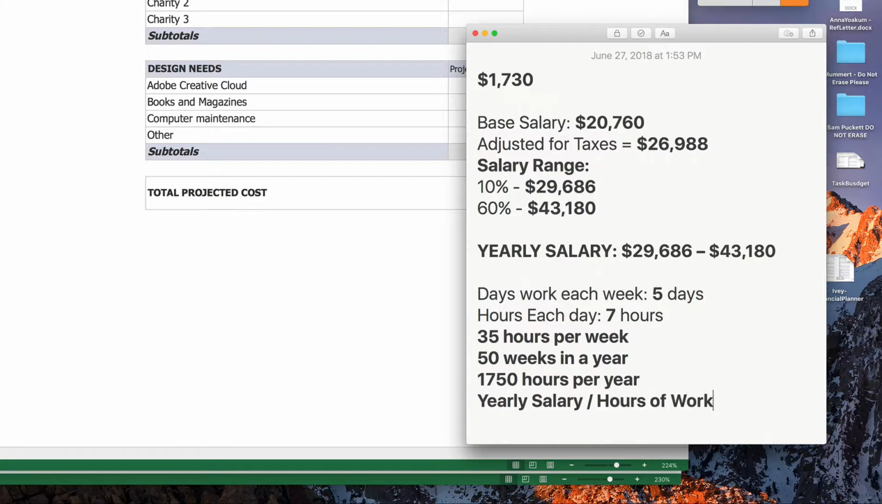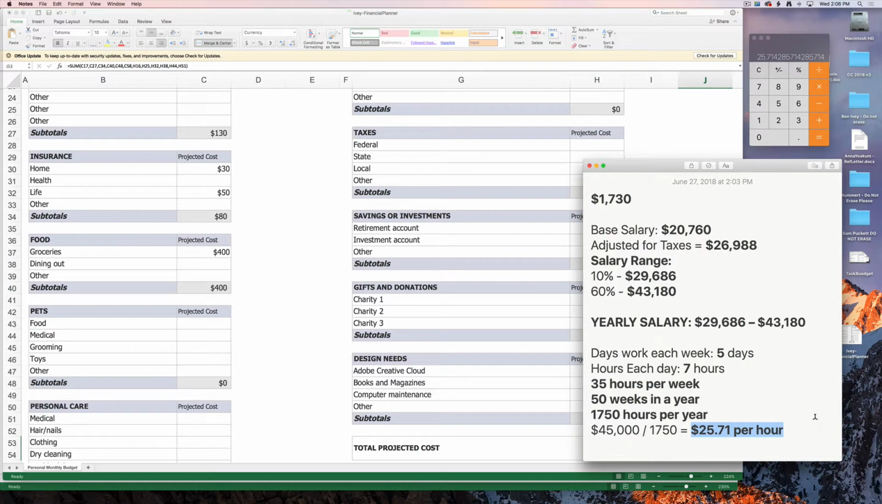Now it's a simple task of dividing the salary I want to make in 1 year by the number of hours I want to work in that year. In my example, I've chosen $45,000. This is a number that's well above my high-end salary range. If I divide 45,000 by 1,750 hours, this gives me an hourly rate of $25.71. This is what I can charge clients per hour for the projects that I work on. And with that, we're finished. Now you know a yearly salary range you can look for and also an hourly rate you can charge.